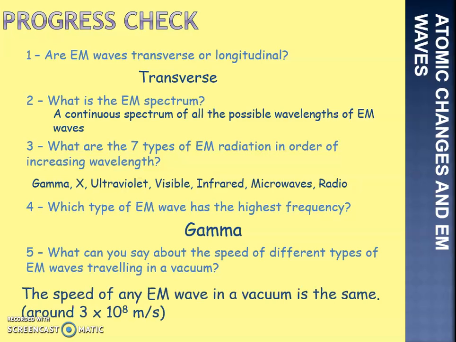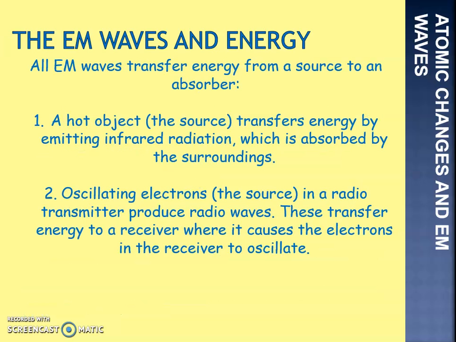We could say the speed of any wave in a vacuum is the same. Any electromagnetic wave is the same, about 3 times 10 to the 8 meters per second, the speed of light. All electromagnetic waves transfer energy from a source to an absorber. So we've got 2 examples here.